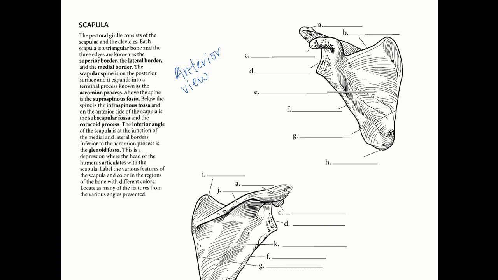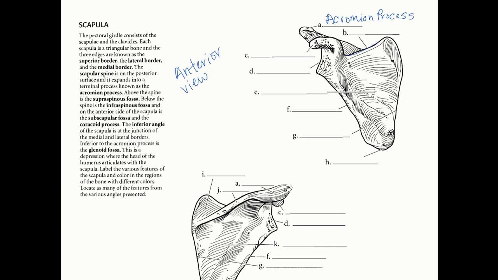So when we are starting here at A, this is going to be the pointy spot at your shoulder near the deltoid. It's what we refer to as the acromion process. And keep in mind, process is talking about an extension of the bone.